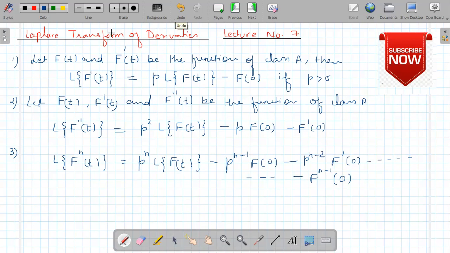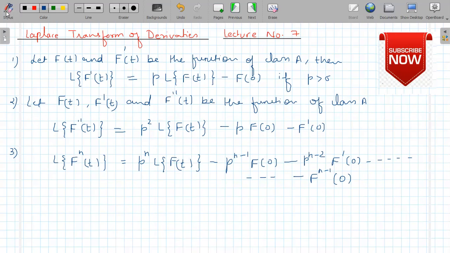So if you are interested in the derivation of these formulas, you can go through the well-known books of Laplace transform. There is the detail of the derivation of these formulas. So to understand the significance of these formulas, let us do one example quickly. So let me take a very simple example for you. Example number 1.